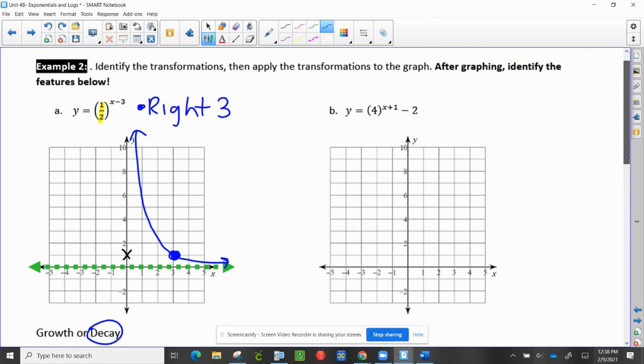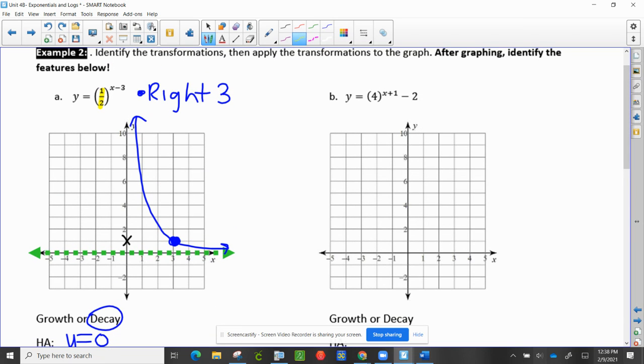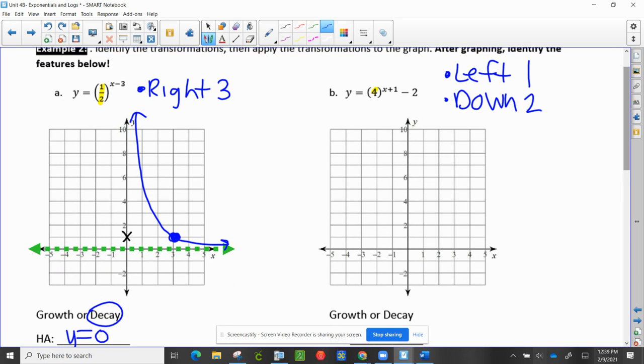Let's do another one. This one is 4 to the x plus 1 power, and then minus 2. So I know x plus 1 is going to move the graph left, so we're going to go left by 1. And then we're going to go down by 2, minus 2. Now let's look at our function here. Normally the parent function would start at 0, 1. We have our asymptote at the x-axis.